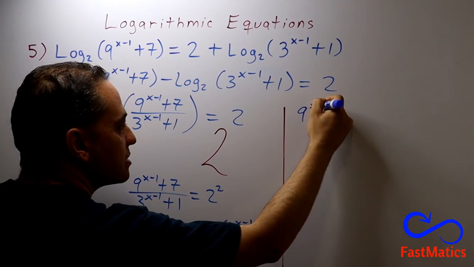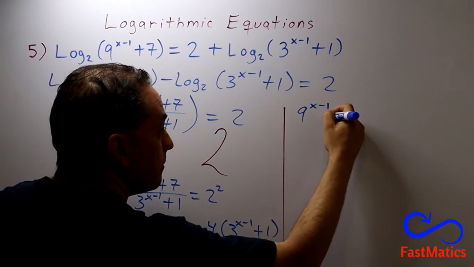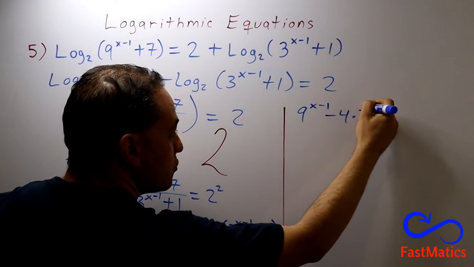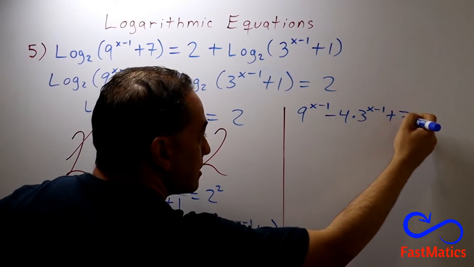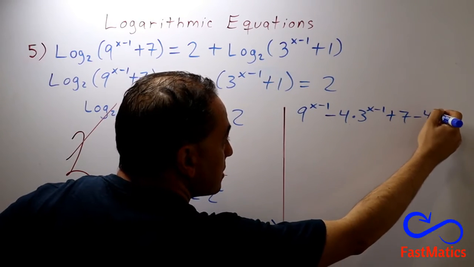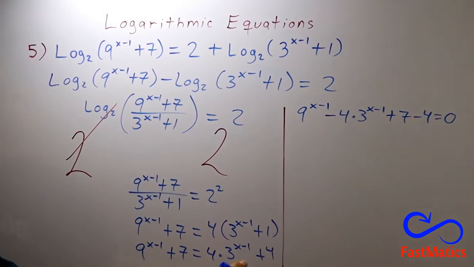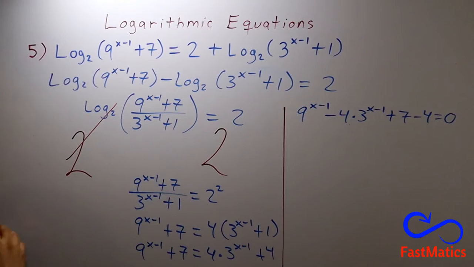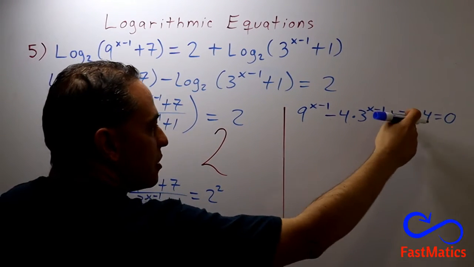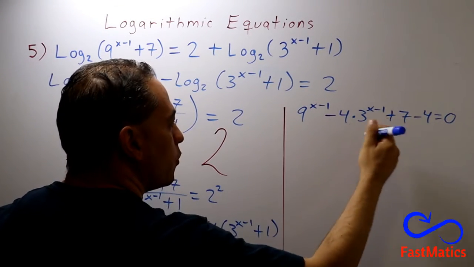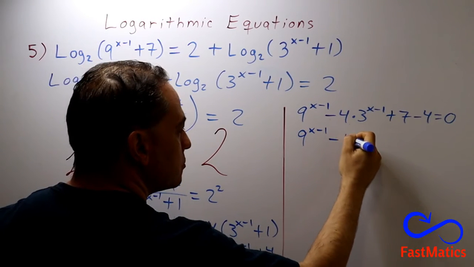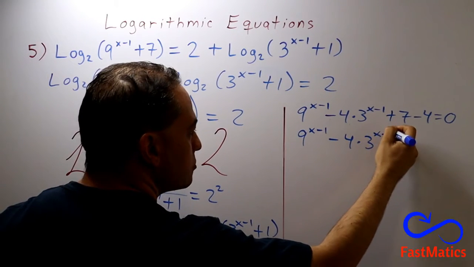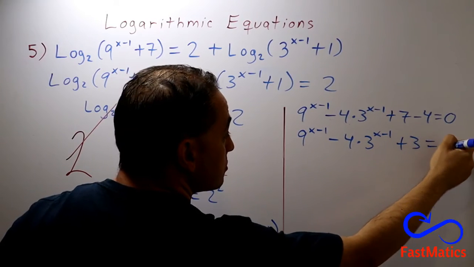9 to the power of x minus 1 minus 4 times 3 to the power of x minus 1 plus 7 minus 4 is equal to 0. We are passing everything to the left side with the opposite sign. Now we solve: 7 minus 4 is 3. So 9 to the power of x minus 1 minus 4 times 3 to the power of x minus 1 plus 3 is equal to 0.